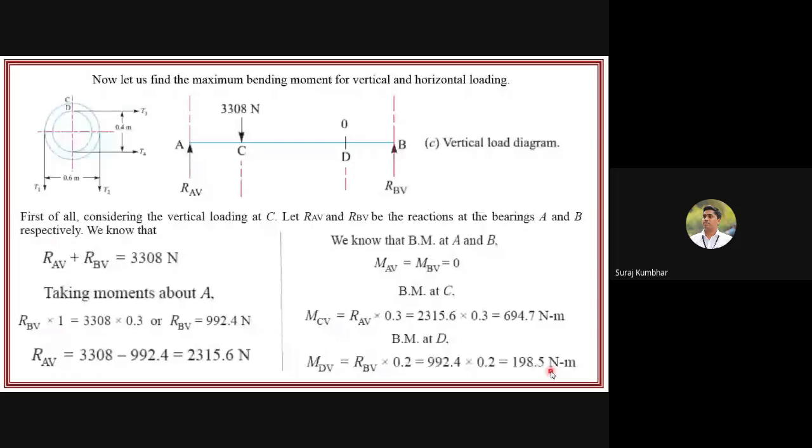So this is about the moment about A. By taking the moment about A we have found RAV and RBV, and by taking the bending moments we have found the bending moment at C and at D, while the bending moment at A and B is zero. So this is about the vertical load diagram.